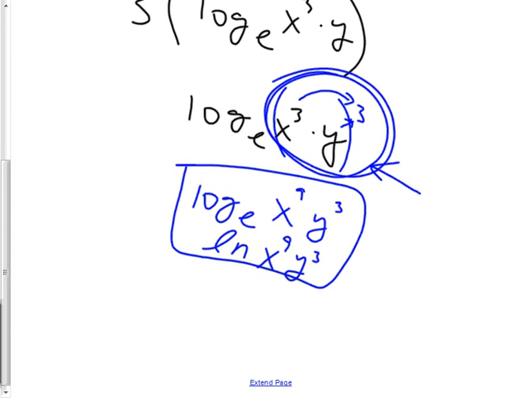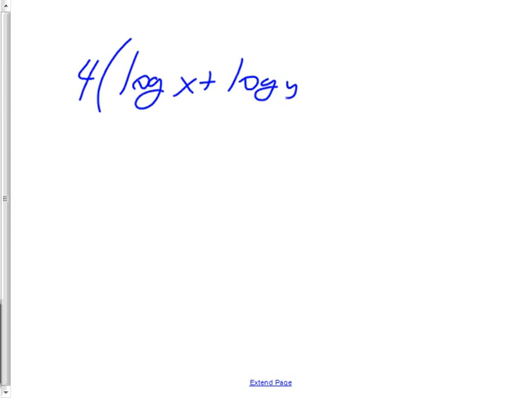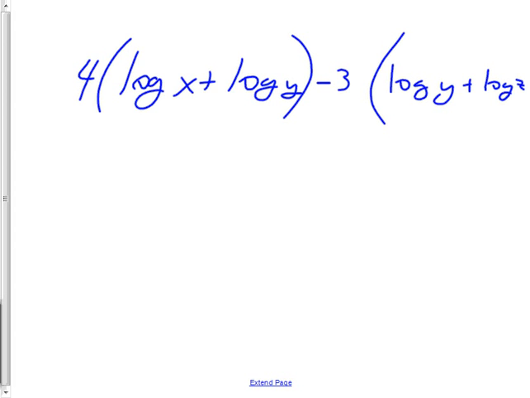All right, see if that one was okay. See if you can handle this one. Or parentheses, log x plus log y times parentheses minus 3 times parentheses log y plus log z. Yep, by doing this you are doing a homework problem. You'll know what to write for that one. It can be done.